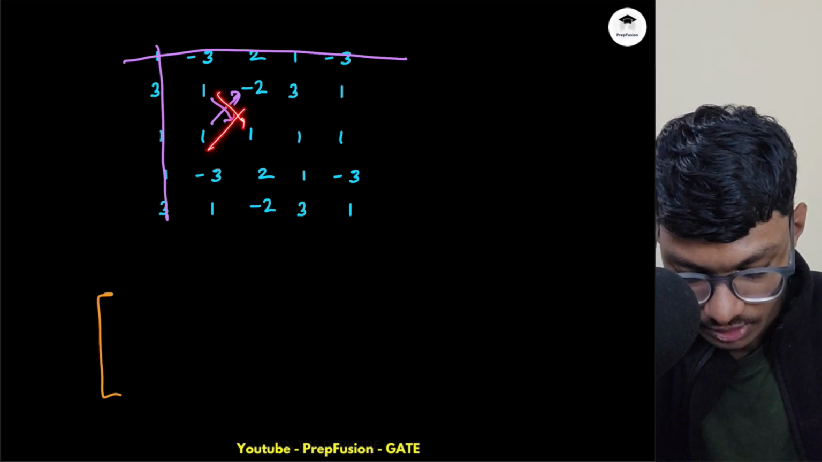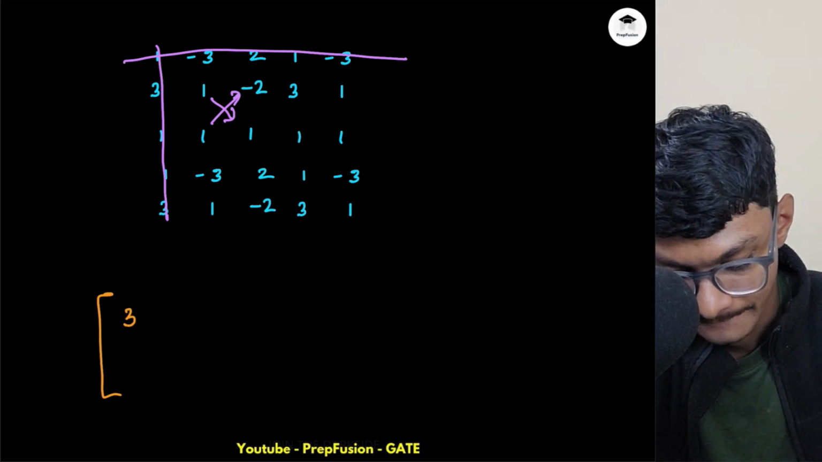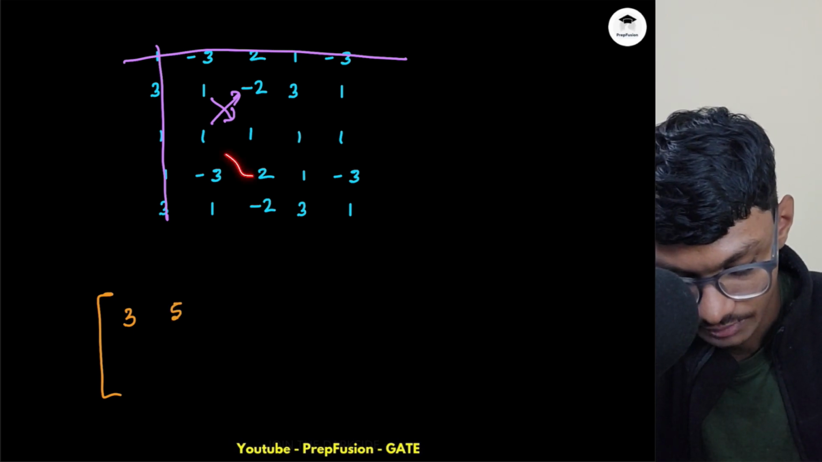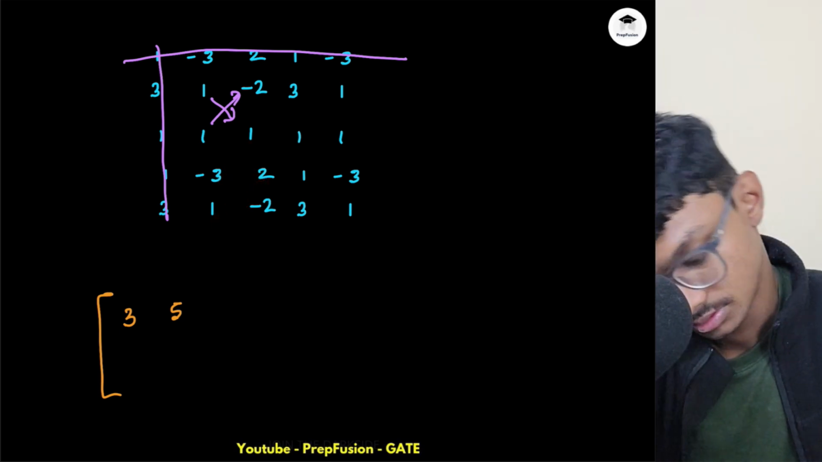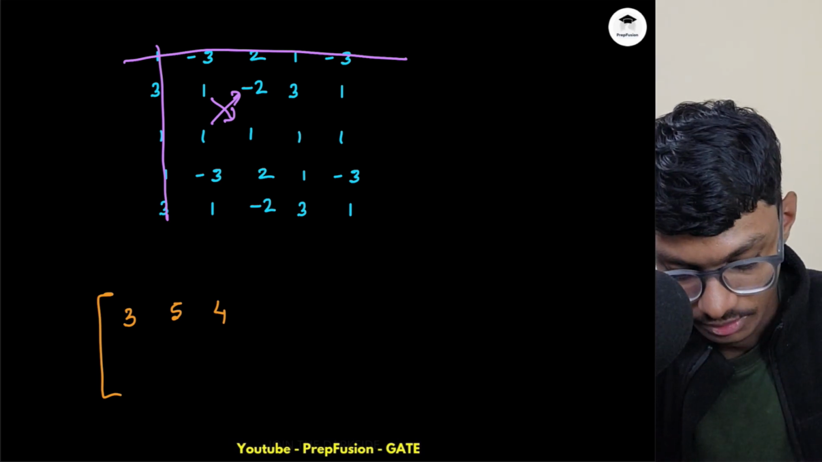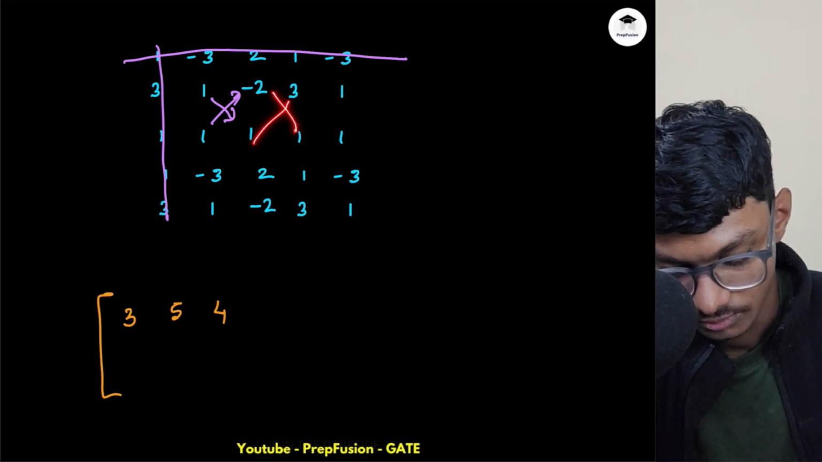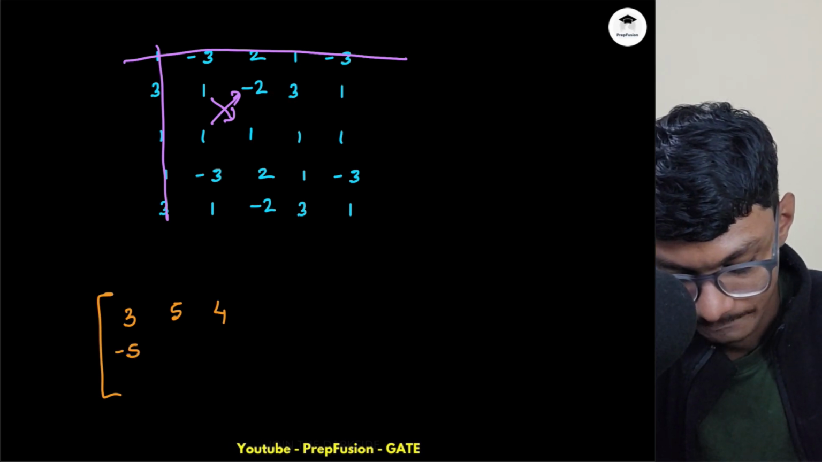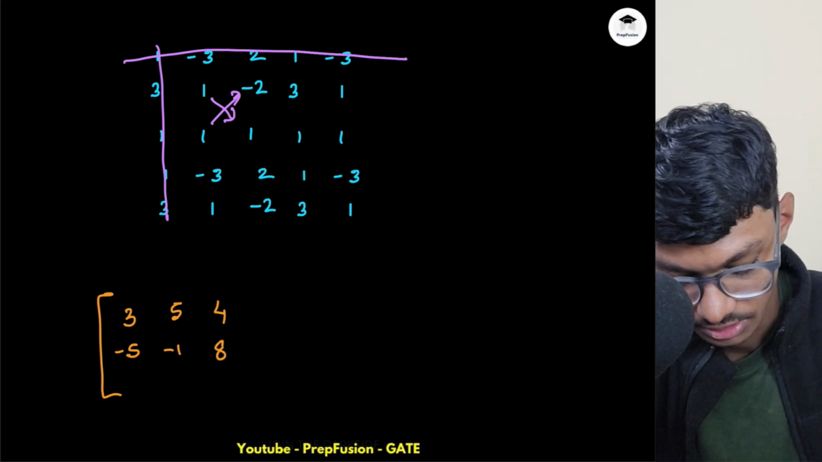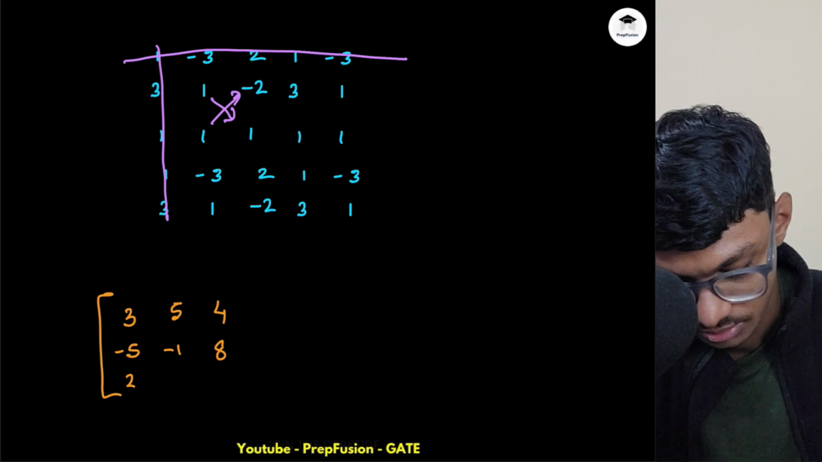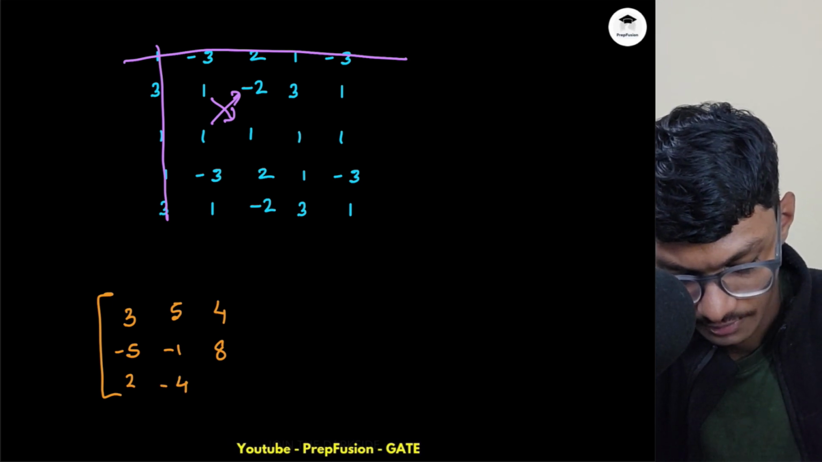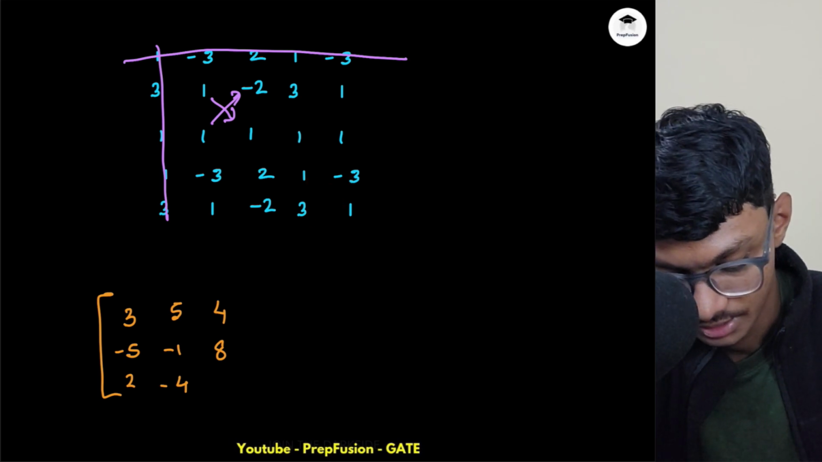So 1 times 1 minus into minus 2, so this will become 3, fine. Then 1 times 2 minus into minus 3, this will become 5, right? Then minus 3 into minus 2, which is 6 minus 2. 6 minus 2 is 4. Then we do this. This is minus 2 minus 3, which is minus 5. Then 1 minus 2, which is minus 1. Then 6 plus 2, which is 8. Then 3 minus 1, which is 2. Then minus 3 minus 1, which is minus 4. Then 1 plus 9, which is 10, right?